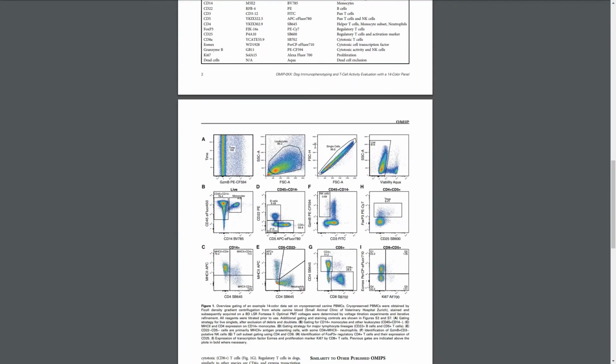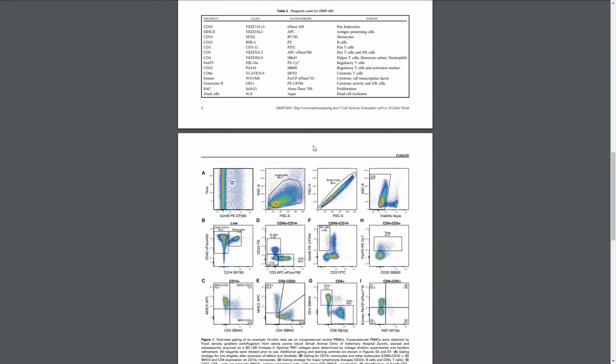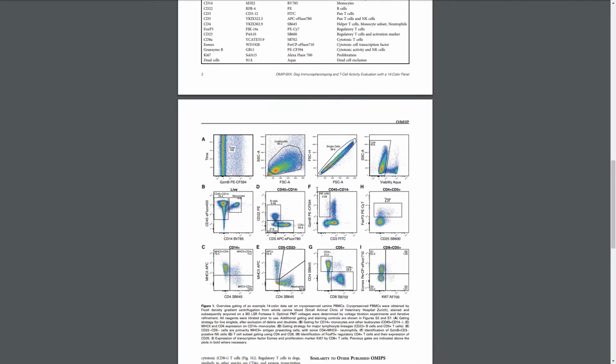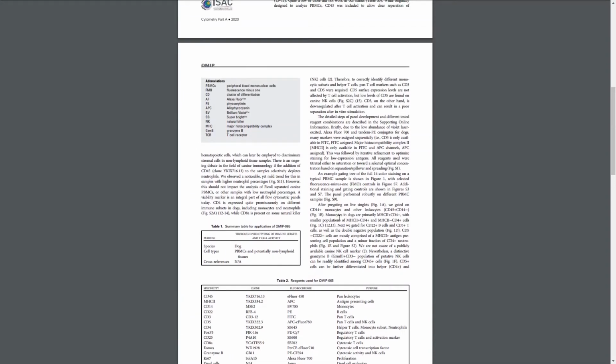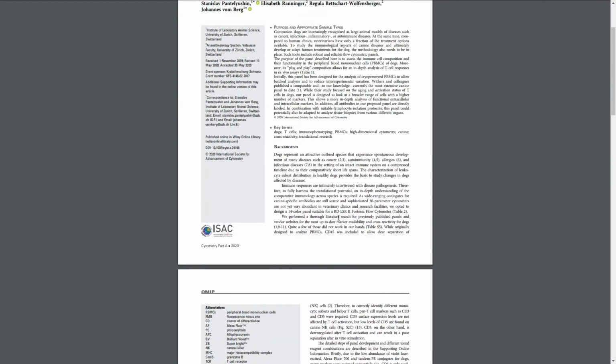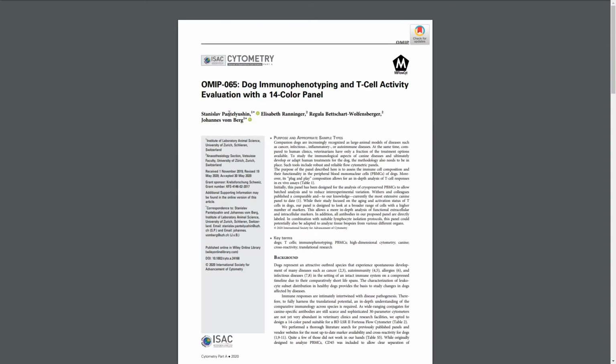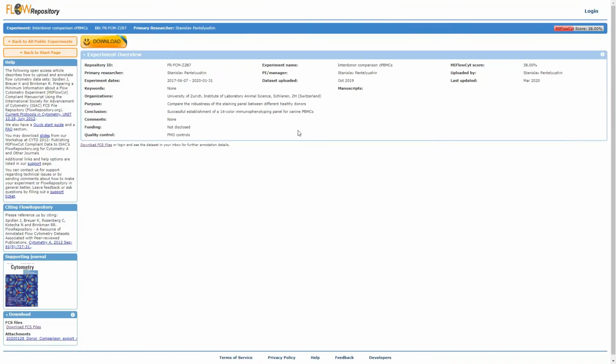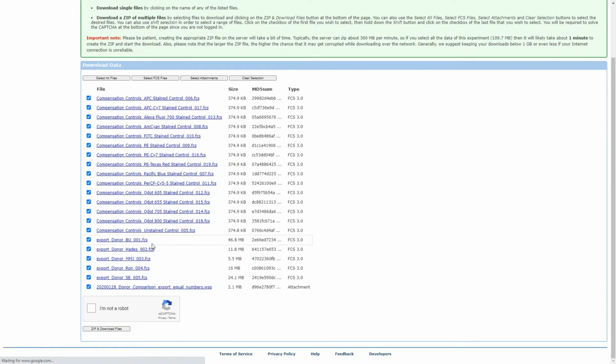I highly recommend it. Briefly, the authors established a 14 marker panel for dogs, and they included a gating hierarchy and also some of their reasoning for the different markers. And the authors, Pantelyushin et al., also put all of their data on a Flow repository. So you can go to this repository ID, and there are 5 canine donors in here if you would like to look at the data yourself.